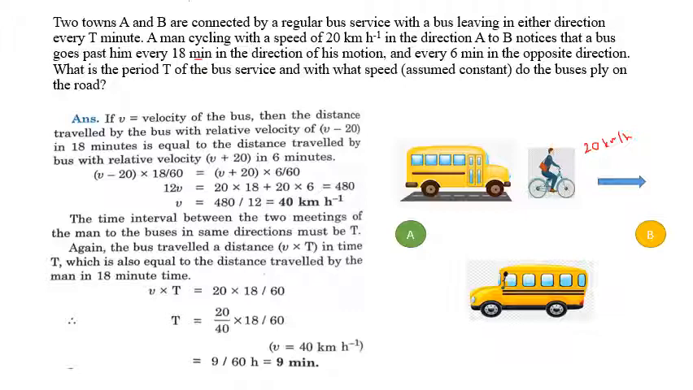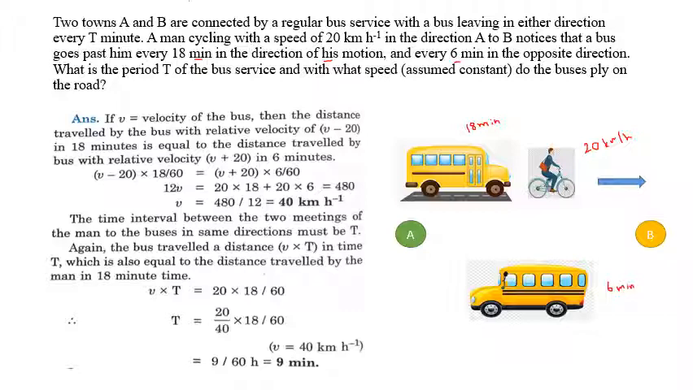So what he observed is that every 18 minutes a bus passes him in the direction of his motion, and every 6 minutes in the opposite direction. So this is the frequency of the bus. In his direction of motion he is observing a bus every 18 minutes, and in the opposite direction every 6 minutes. So this is your given data.